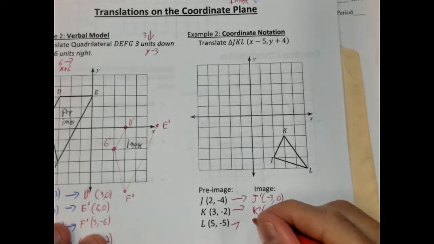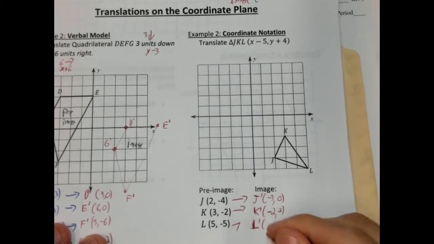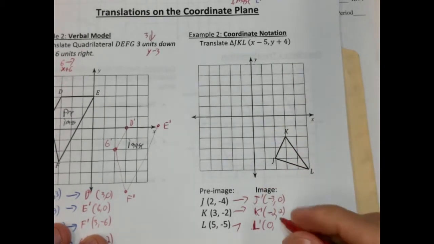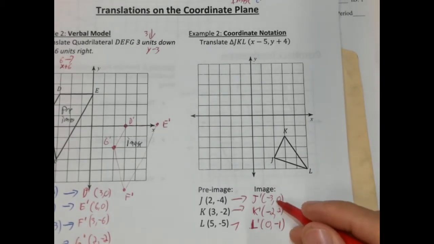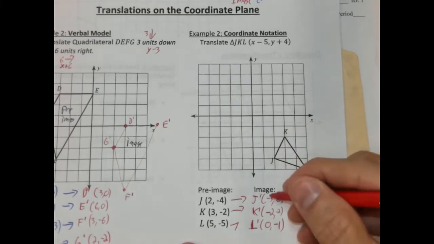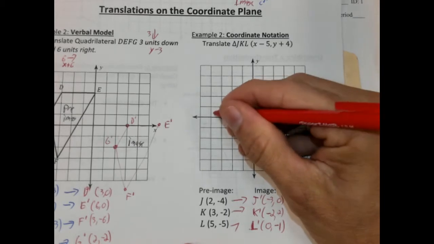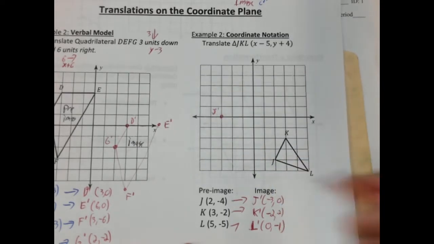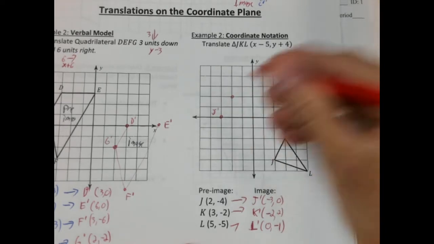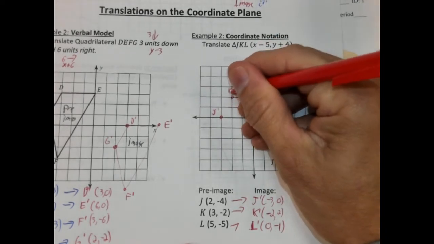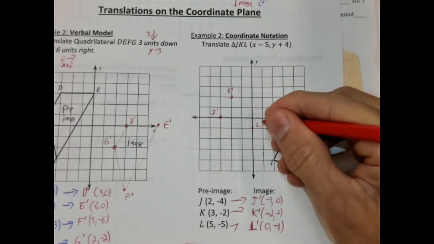Okay, and then L prime, so 5 take away 5 is 0, and then -5 plus 4 is -1. Okay, so those are the coordinates of our image. Let's go ahead and graph that. So -3, 0. 1, 2, 3. That is our J prime. And then -2, +2. So 1, 2, 1, 2. That is our K prime. And then our L prime is 0, -1. So down here. Prime, okay.